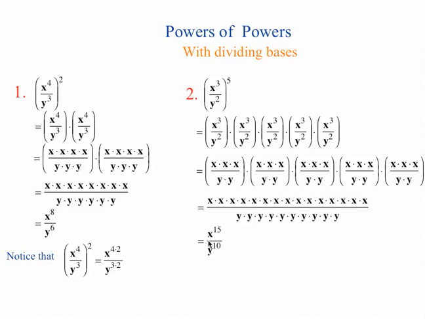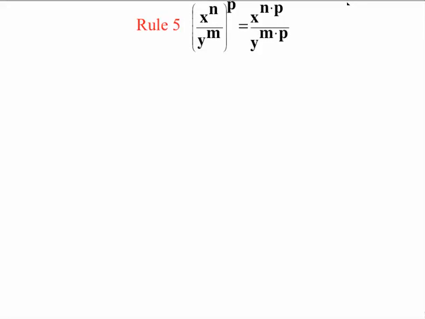But notice the shortcut: we could have just multiplied the 5 times 3 and the 5 times 2. So x to the power of 3 divided by y to the power of 2 all to the power of 5 is the same as x to the 3 times 5 divided by y to the 2 times 5. And that's our rule. If you have powers of powers, even if the powers are dividing inside the brackets, the exponent on the outside of the bracket is going to multiply all the exponents on the inside of the bracket.